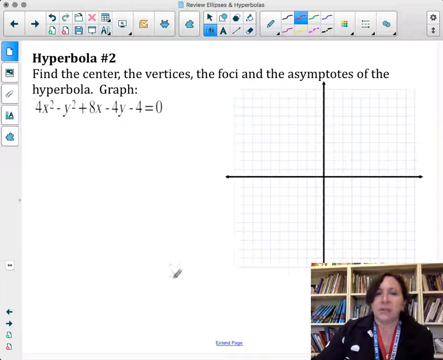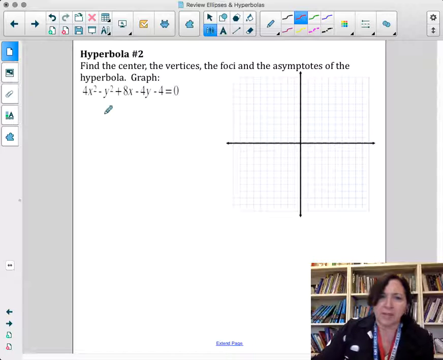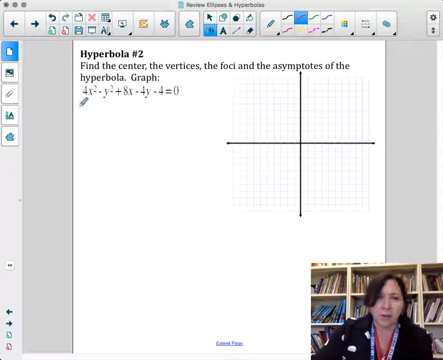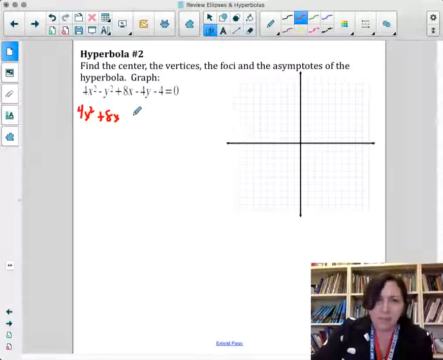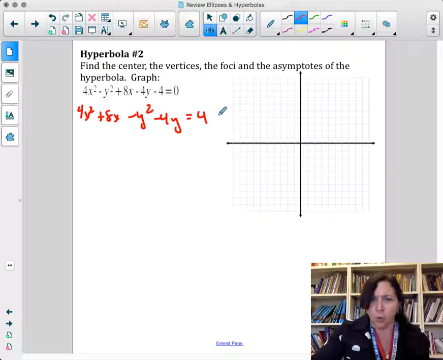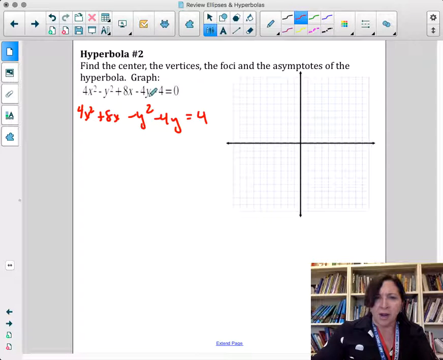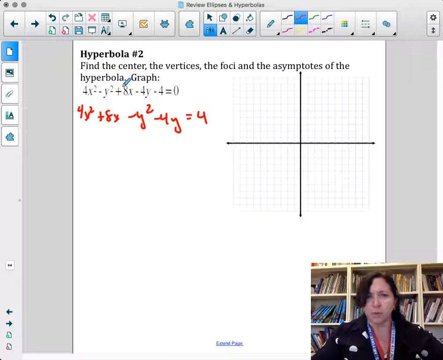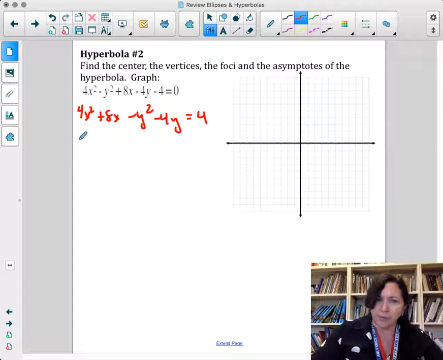For number 2, it says same kind of problem, but in this case, we are going to complete the square. So I'm going to group my x's. I've got 4x squared plus 8x minus y squared minus 4y is equal to 4. So what we have so far is x's and y's, and I notice that I have a value in front of my x squared term, so I'm going to need to temporarily factor that out. So we have x squared plus 2x, half of 2 is 1, 1 squared is 1.